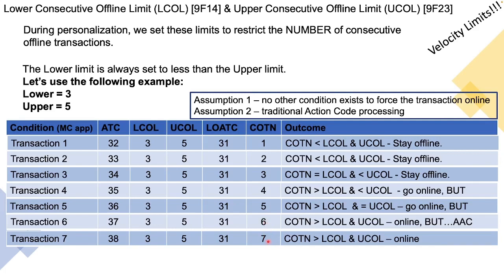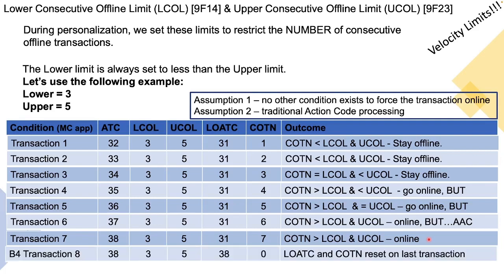We're saying, is 7 greater than 3? Yes, it is. Is 7 greater than 5? Yes, it is. Okay, we have to go online, and if we can't go online, we're going to decline this transaction again. We're in luck. The terminal has managed to make an online connection. Cool. So it goes online. The transaction gets approved, returns back to the terminal.